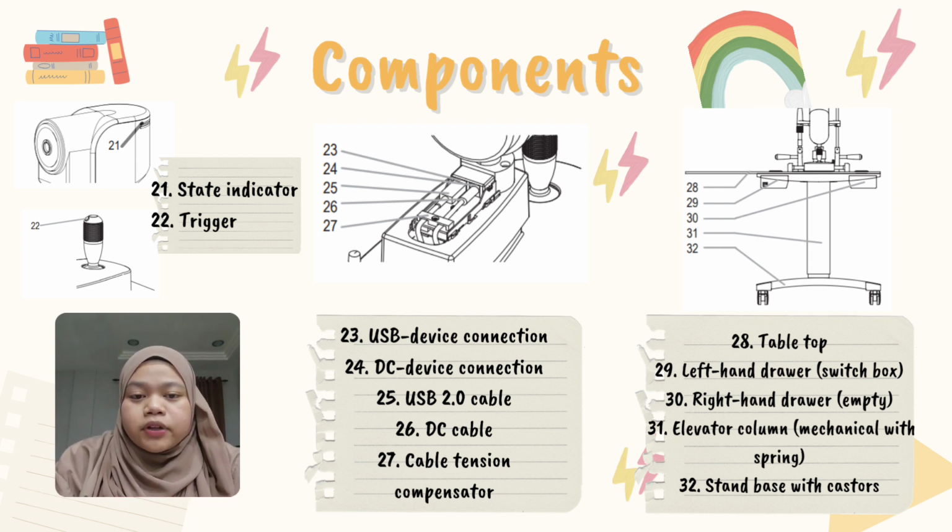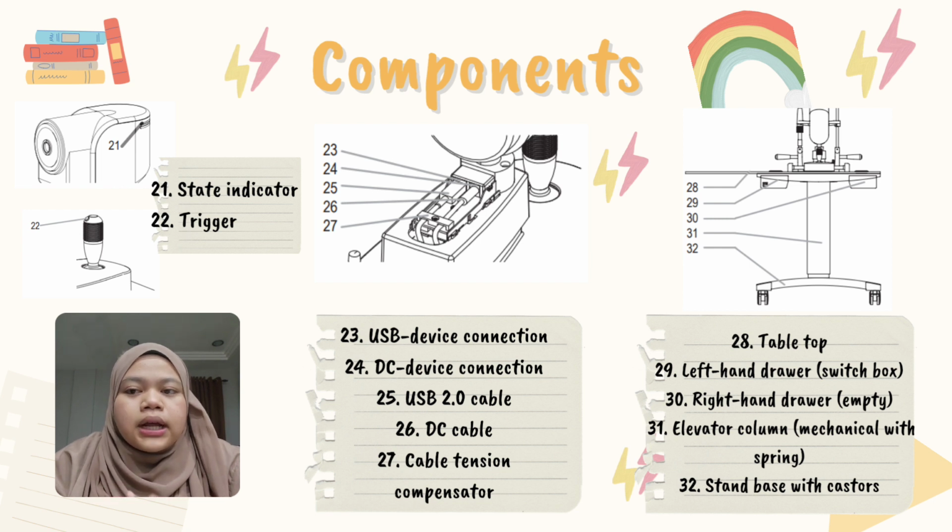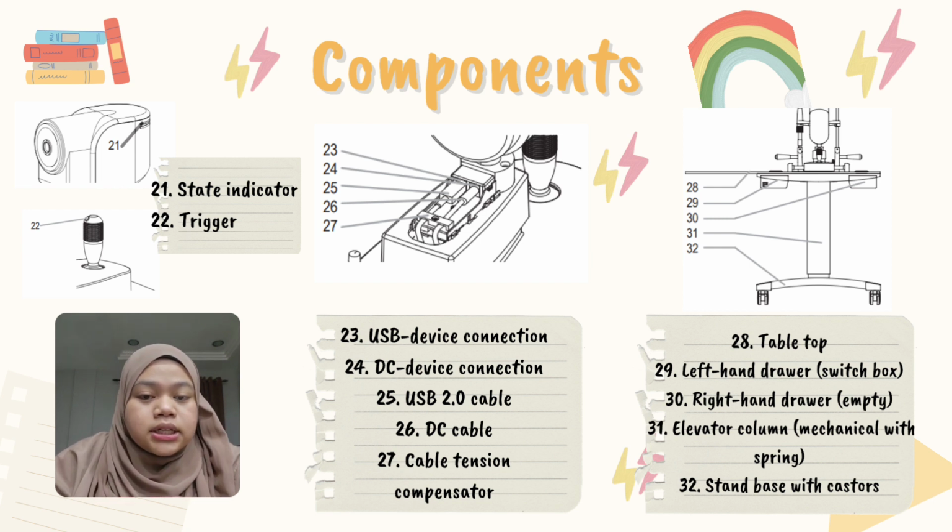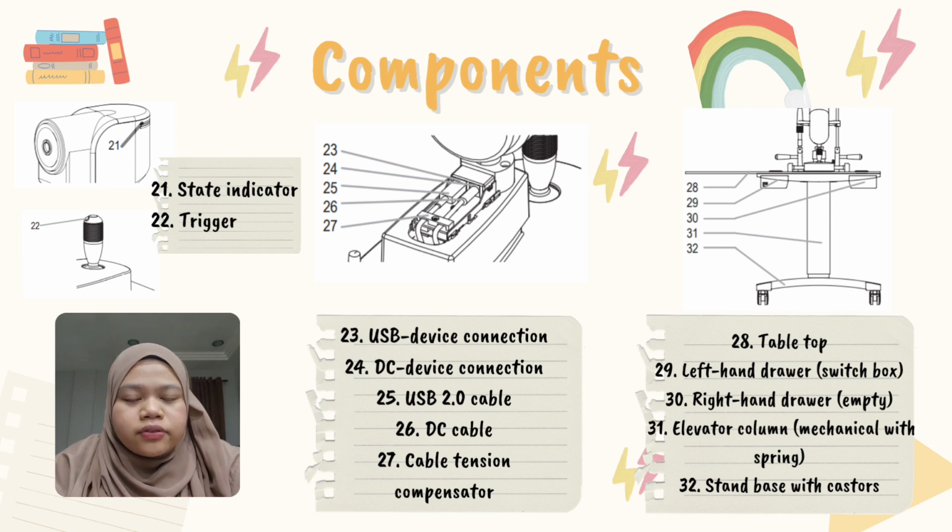For the last part of the components, number 28 is the tabletop, number 29 is the left hand drawer where there is the switch box, number 30 is the right hand drawer, which is usually empty, and number 31 is the elevator column, which has a mechanical spring. This component allows the instrument table to be adjusted accordingly to make sure the height of the device is set at a comfortable height for the patient.